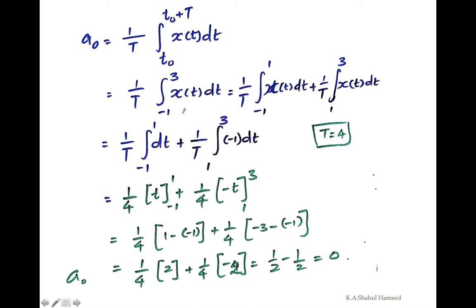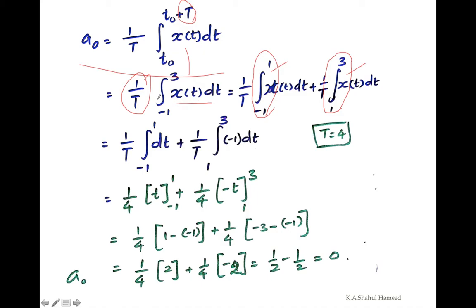The signal is positive over minus 1 to plus 1 and negative over 1 to 3, because it has positive and negative quantities. So this expression, a naught is equal to 1 by T integration over T naught to T naught plus capital T of x of t dt, is written like this. So I am going to substitute the upper and lower limit. So a naught is equal to 1 by T integration over minus 1 to 3 x of t into dt.